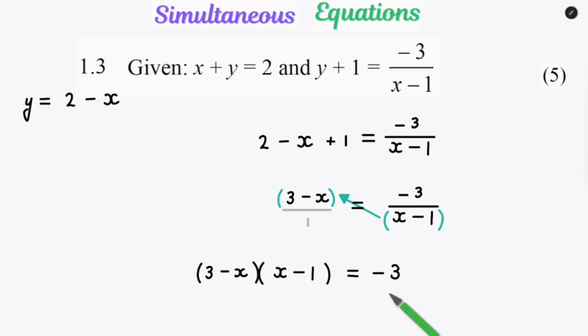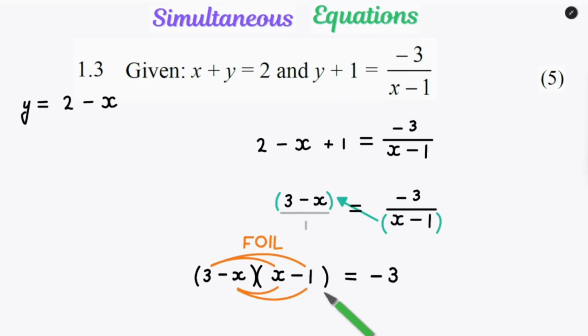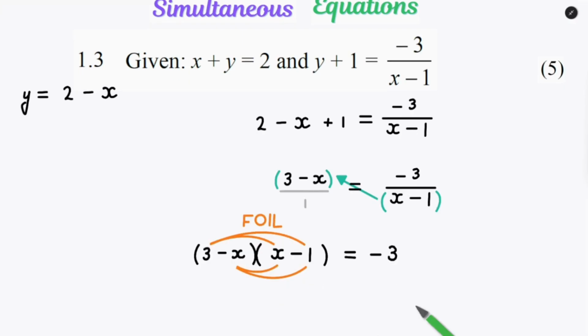And now that we've cross multiplied, I see a binomial times a binomial over here, and the magic word to get rid of those brackets is FOIL. So we're going to FOIL these brackets out, and if we go ahead and do that quickly, the first terms will give us 3x, the outer terms will give us minus 3, inner terms minus x squared, and the last two terms will give us plus x. And the equals negative 3, nothing will change to that.